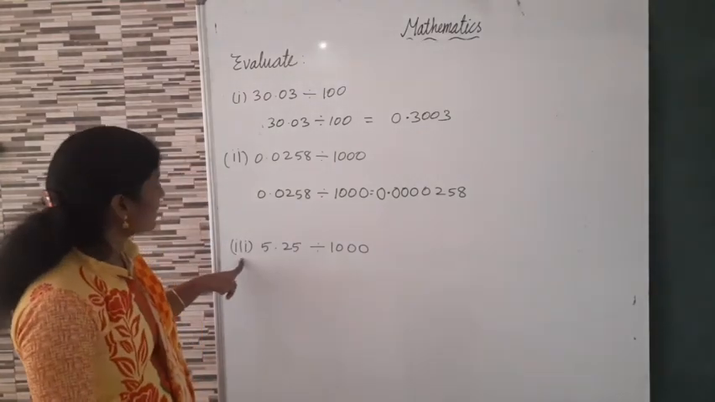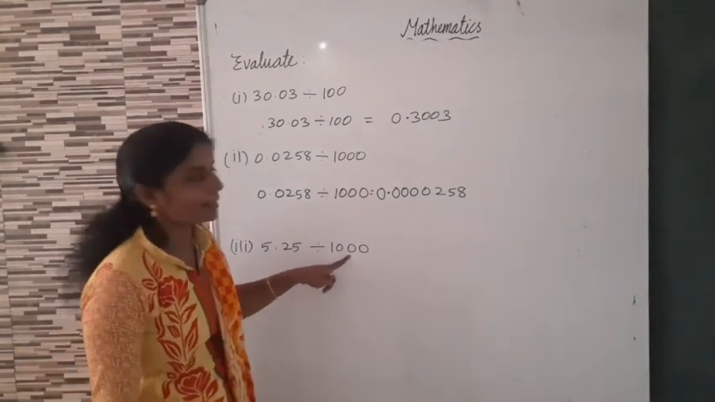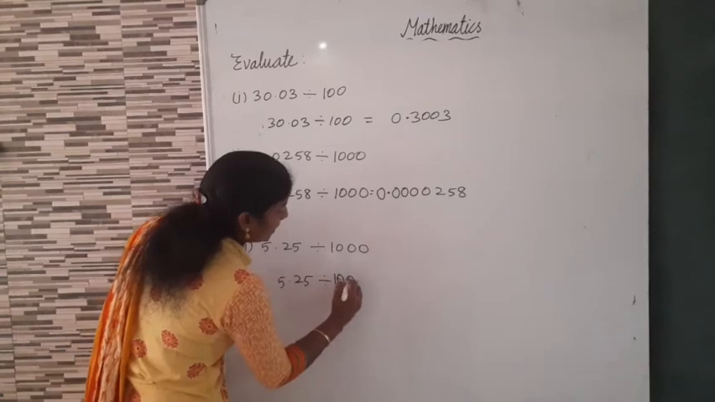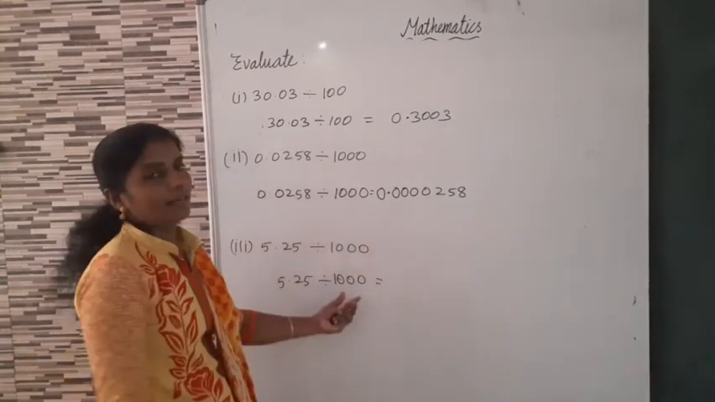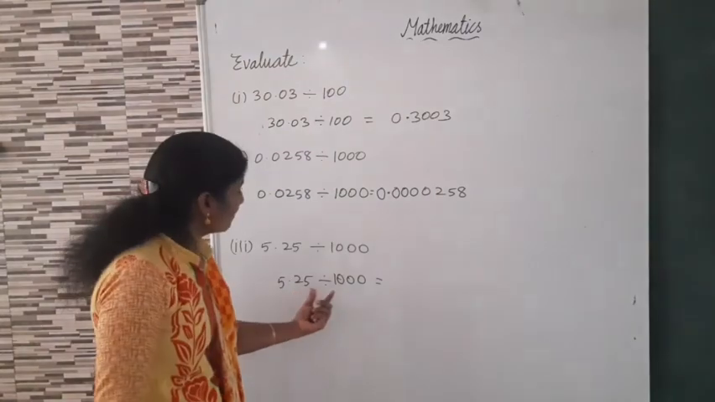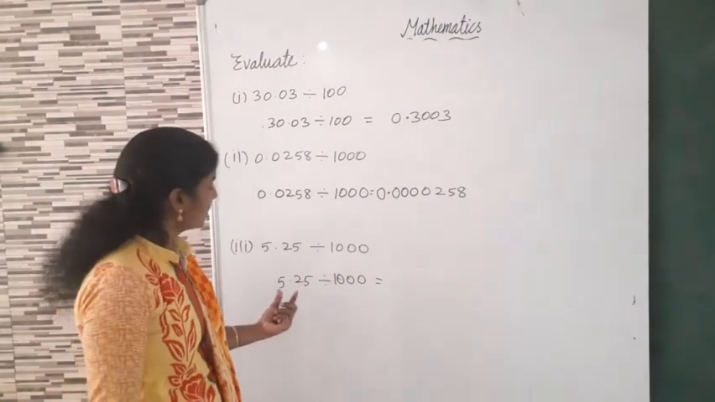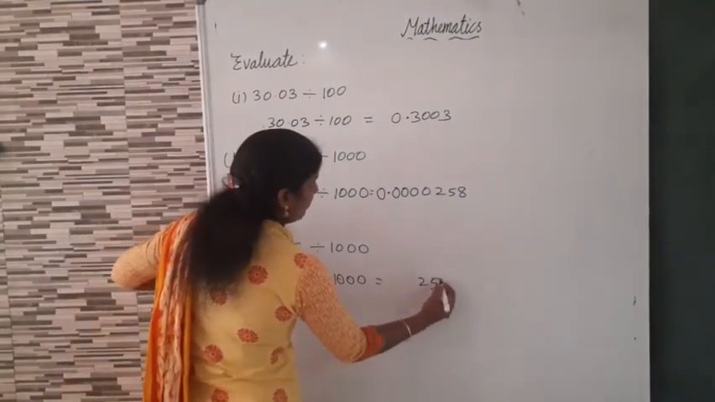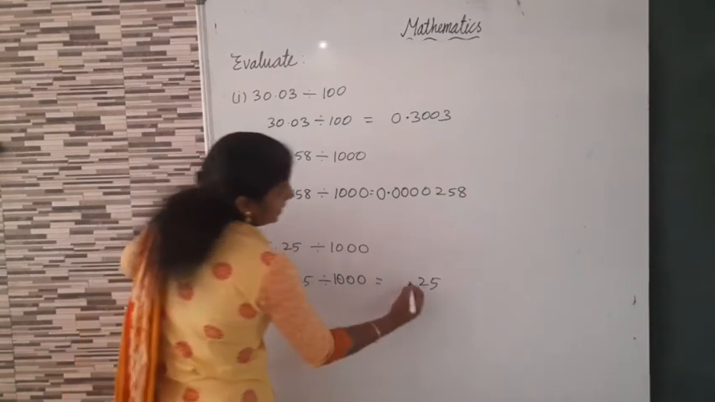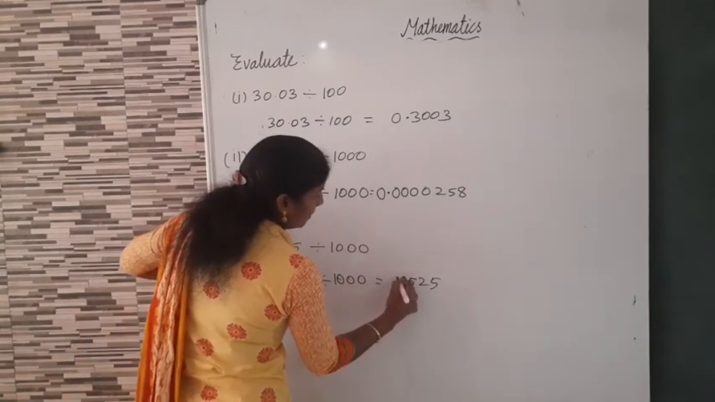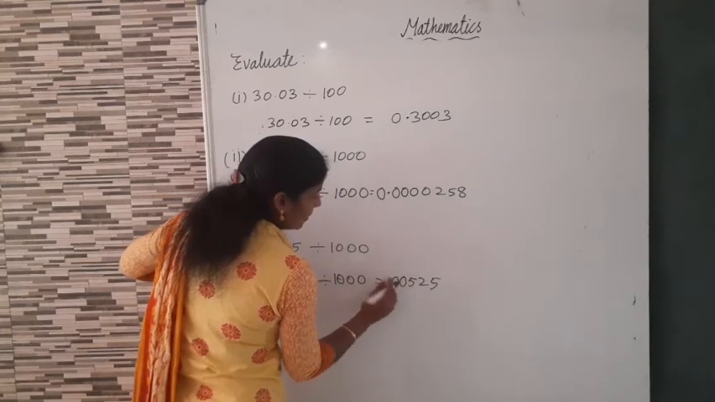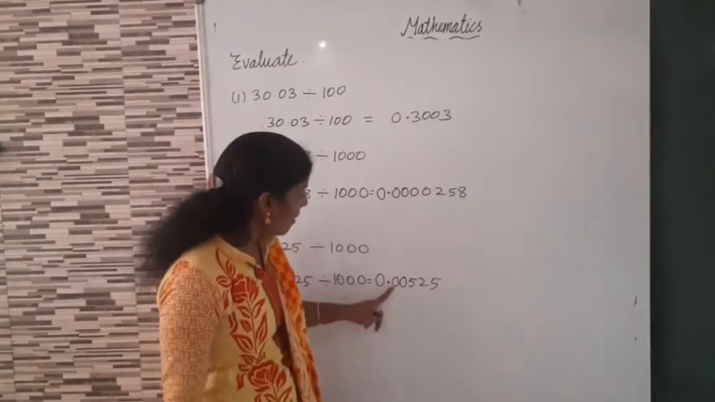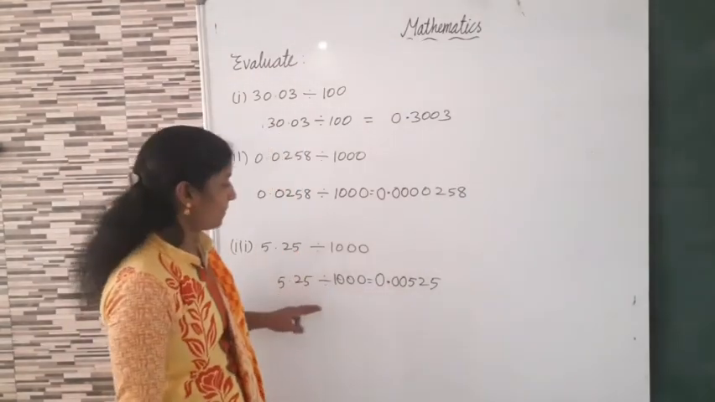Okay. Then third question. 5.25 divided by 1000. 5.25 divided by 1000 equal to, here divided by 1000, we can shift the decimal point 3 places to the left. 3 places, isn't it? Here 25. Already we have here only 1 place, that is 5. We need 2 more places, that is 0 0. Then we can put the decimal point. Here we can add 0. So what's the answer? 0.00525 is the answer. Clear?